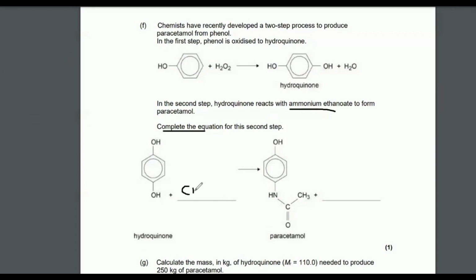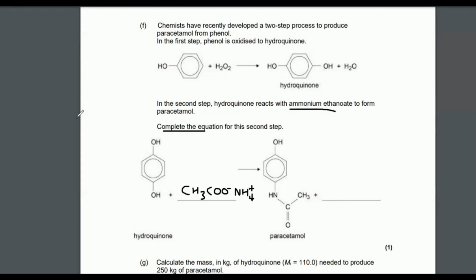So do you know the formula for ammonium ethanoate? Think about it. Ethanoate, it's a carboxylate ion. It's CH3COO with a minus. It's a carboxylic acid where the hydrogen's been removed, and it's been replaced with another positive ion instead of a hydrogen ion. And this time it's the ammonium ion. You should know the formula from GCSE. It's NH4+. So that's our formula for ammonium ethanoate.